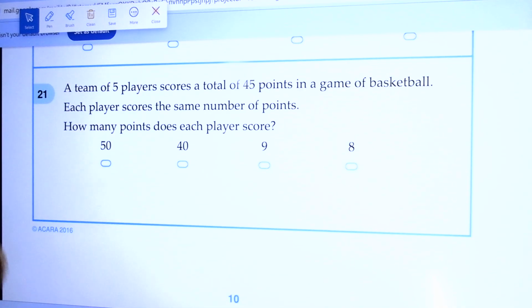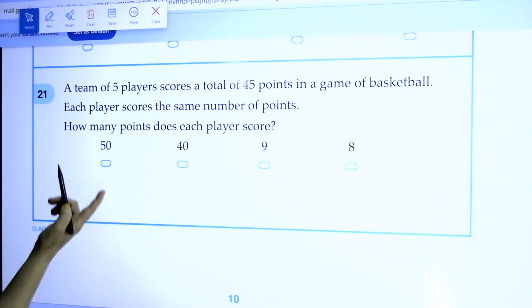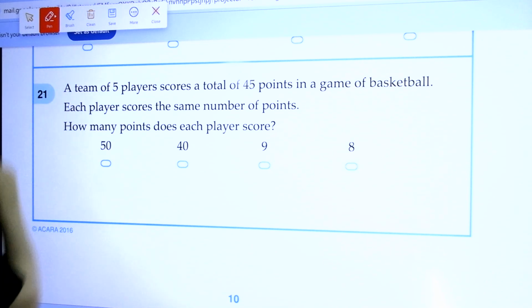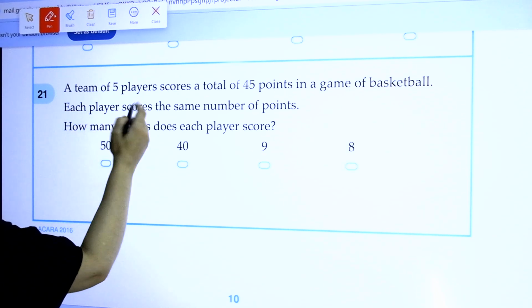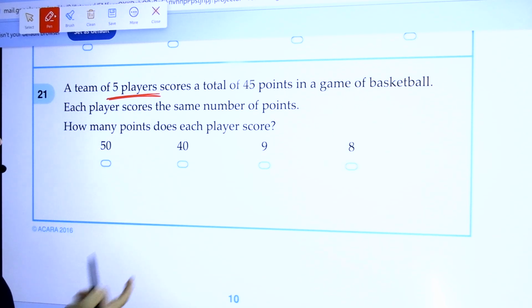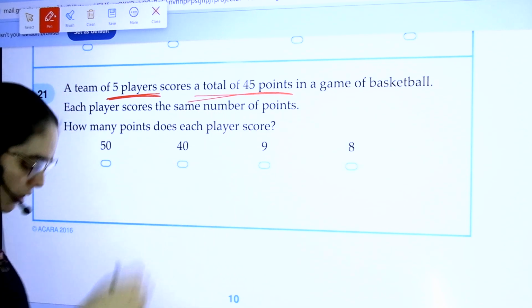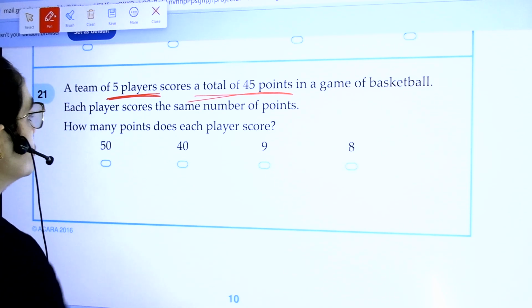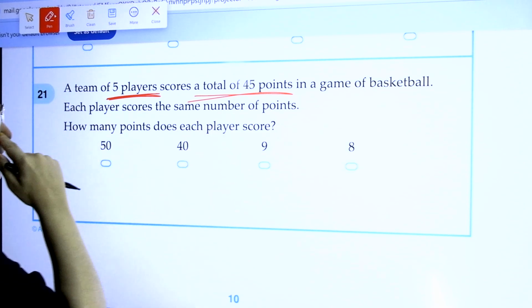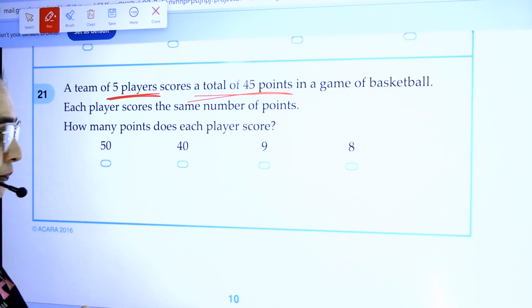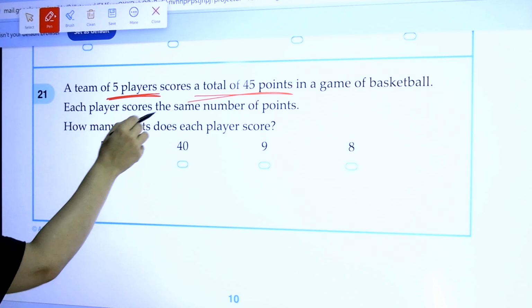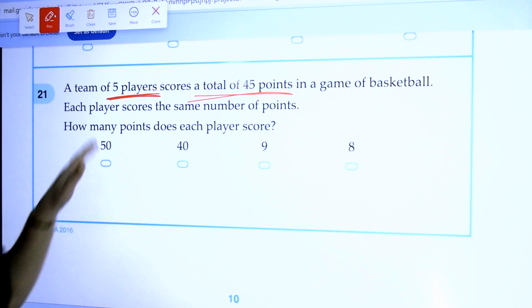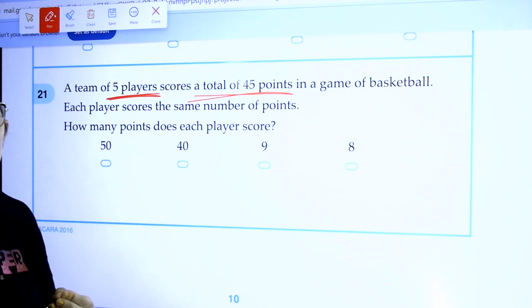Let's look at question 21. A team of 5 players scores a total of 45 points in a game of basketball. Again, the most important thing is to read the question carefully. A team of 5 players. How many players? 5 players. They score a total of 45 points in a game of basketball. Each player scores the same number of points. So we should be focusing there. There are 5 players and 45 points in total.